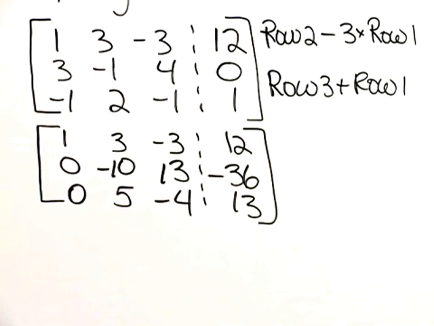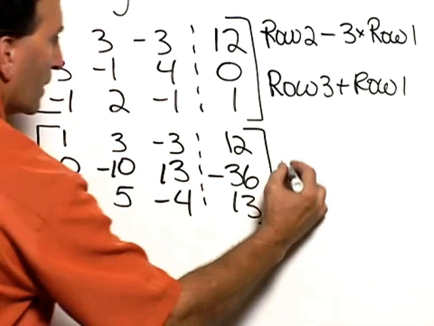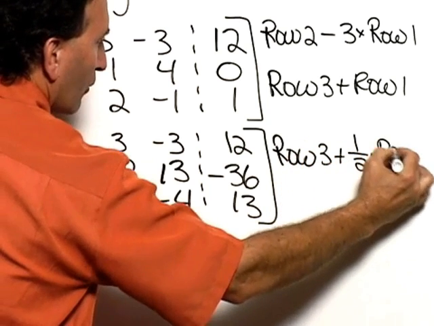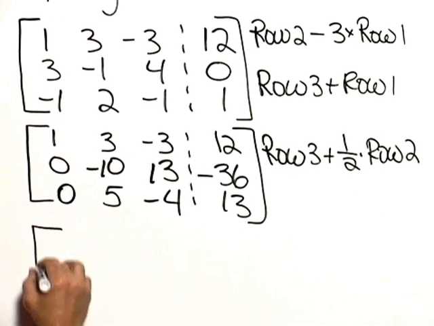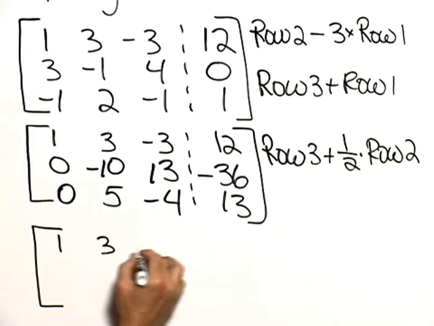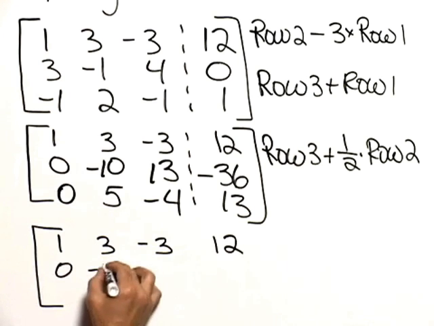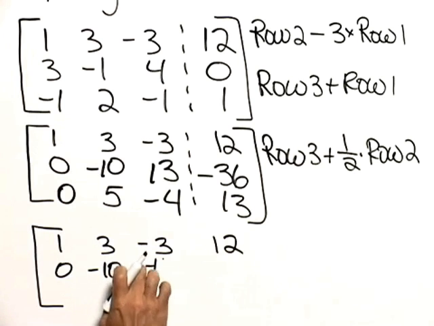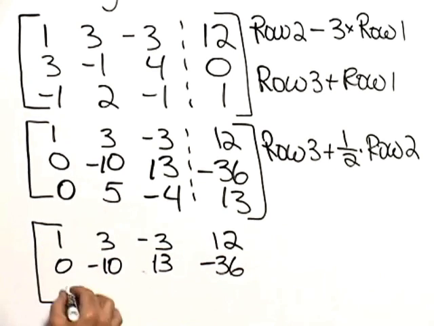One way of doing that would be to take row 3 and add half of row 2. So row 3 plus half times row 2. That means row 1 remains unchanged. So it's 1, 3, -3, 12. Row 2 also remains unchanged: 0, -10, 13, and -36.